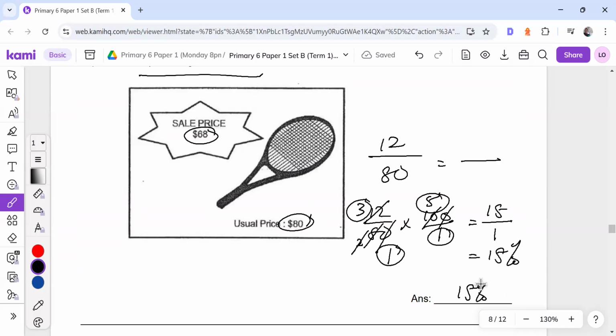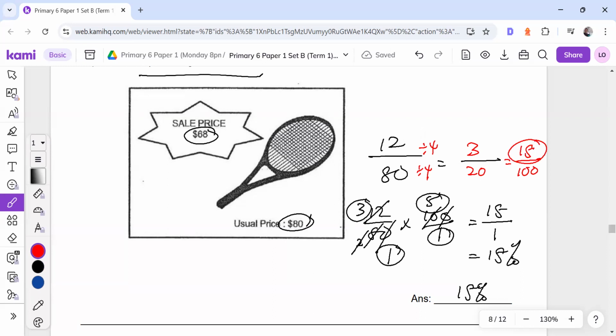Okay, so I don't know whether it is a faster way or shorter way, because the other way is to make the denominator 100. So you can take 12 divided by 4, 80 divided by 4, you get 20, and then 20 times 5, 3 times 5. Same, 15% discount.